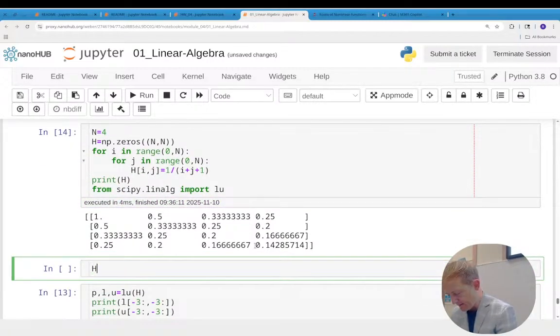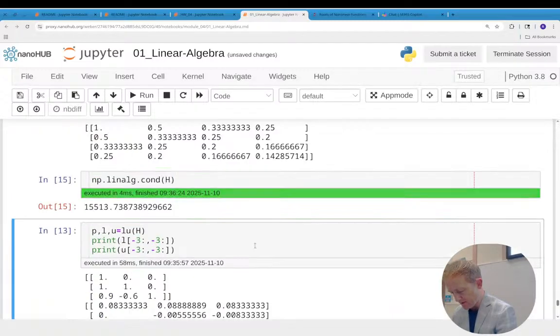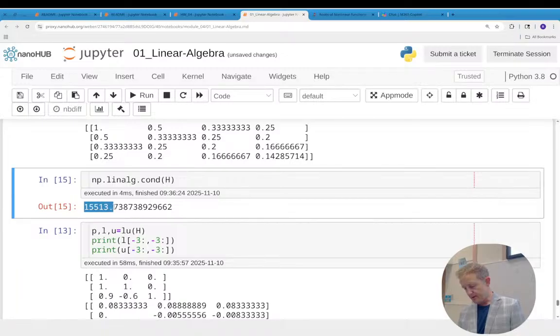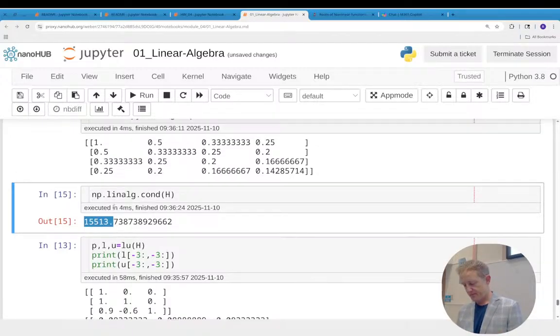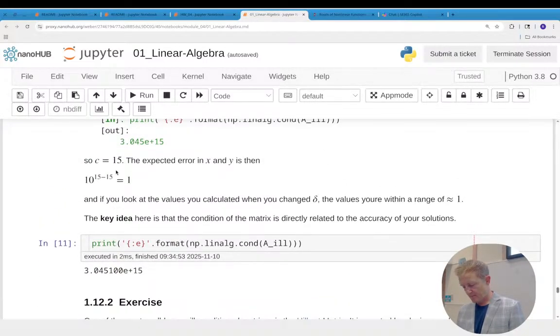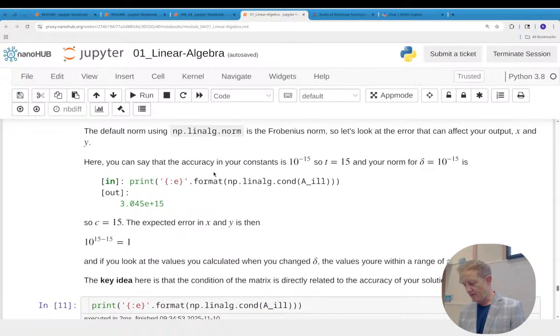So if I have that 4 by 4 Hilbert matrix, I can look at the condition, and for the most part, it's like 15.5 thousand. So basically like a 10 to the 4 kind of number. And same equation that we're looking at up here.